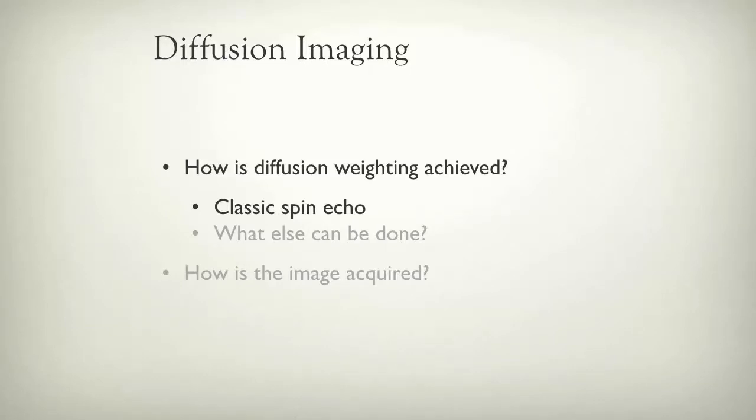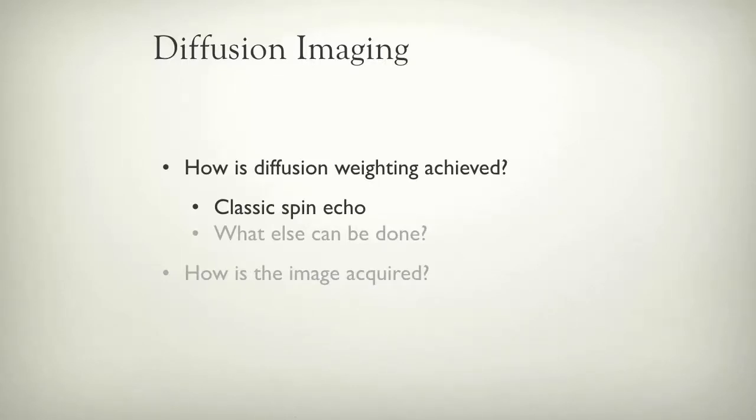So in terms of going through diffusion pulse sequences, the way that I think about this is that it's modular. There's two components to the pulse sequence. The first is how you achieve diffusion weighting. In other words, how you impart contrast in your image that tells you about the process of diffusion. And then the second is how the image is acquired.